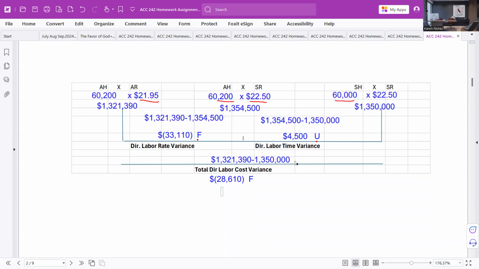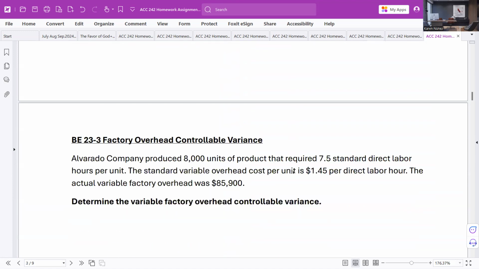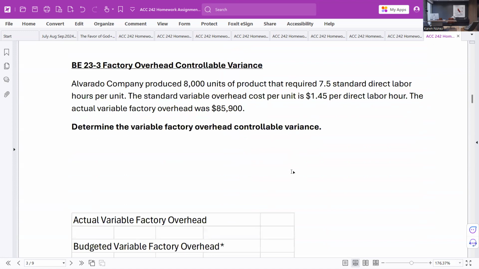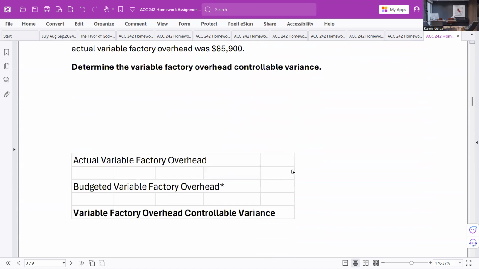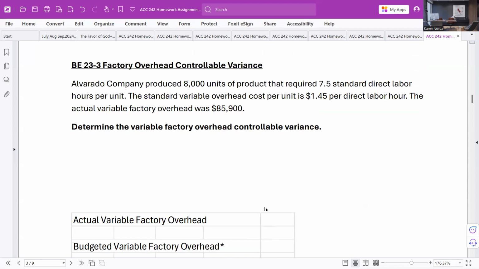Now, we also have a model that we use for the variable overhead. So when we focus on variable overhead, and let's do that in BE 23-3, well, we need two things. We need the actual variable overhead and the budgeted variable overhead, and that will give us the controllable variance. So the actual overhead and the budgeted overhead. And we're given the actual overhead. It's right here. It's 85,900. So the actual overhead is the 85,900.